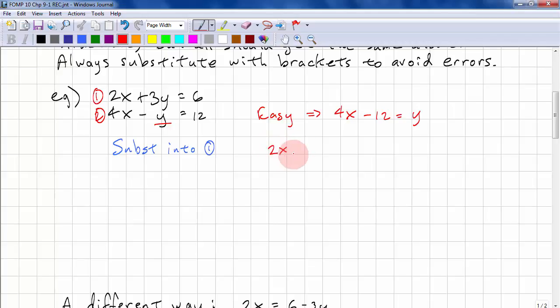So 2x plus 3, and now we're substituting y. So y equals 4x minus 12, and we put 4x minus 12 in brackets. If you leave out the brackets, then you're going to be doing 3 times 4x, and you're going to make the mistake by not multiplying negative 12 by 3. Now we have one equation and one variable, and that's good.